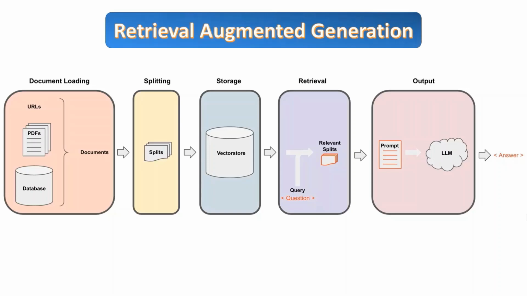Langchain is playing a crucial role in this pipeline. There are many integrations in the Langchain framework that help us build this pipeline in a few lines of code. Let's build an application using Retrieval Augmented Generation that enables us to chat with any website. So let's head to Jupyter Notebook.